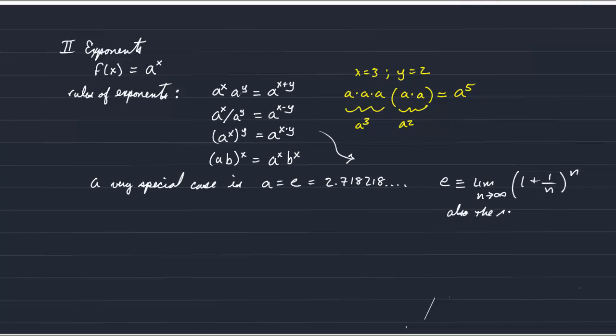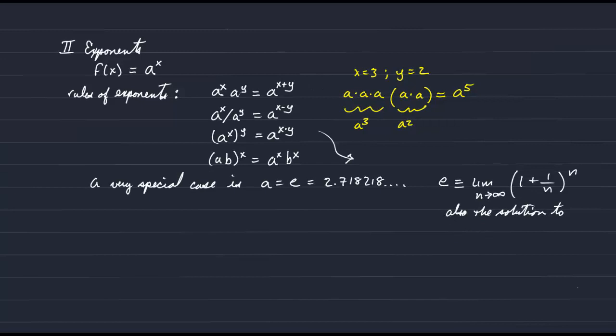And it's also the solution to the following differential equation. df dx is equal to f of x. In other words, if we take the derivative of f with respect to x, we get the function f back. And the solution to that differential equation is e to the x. E to the x has this property.